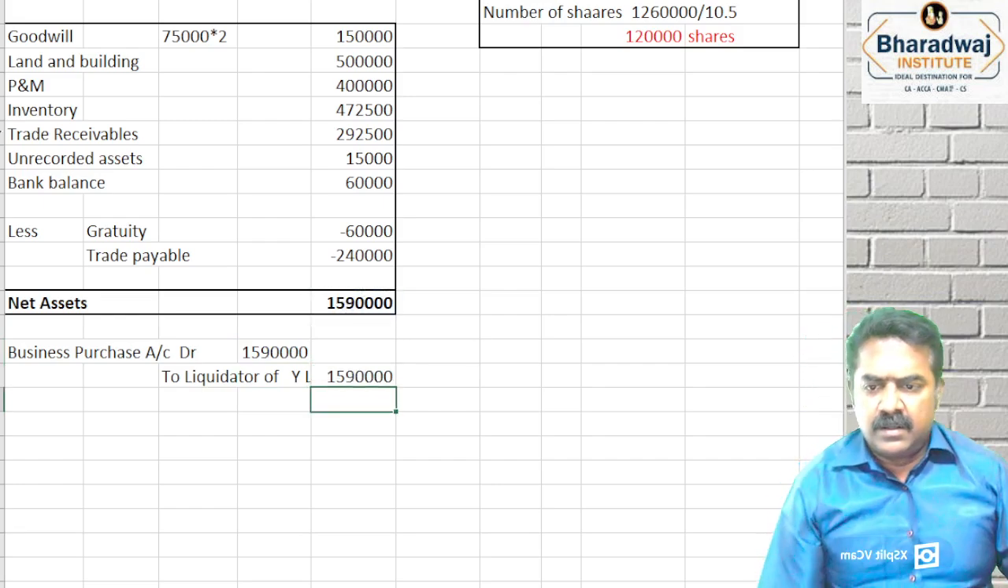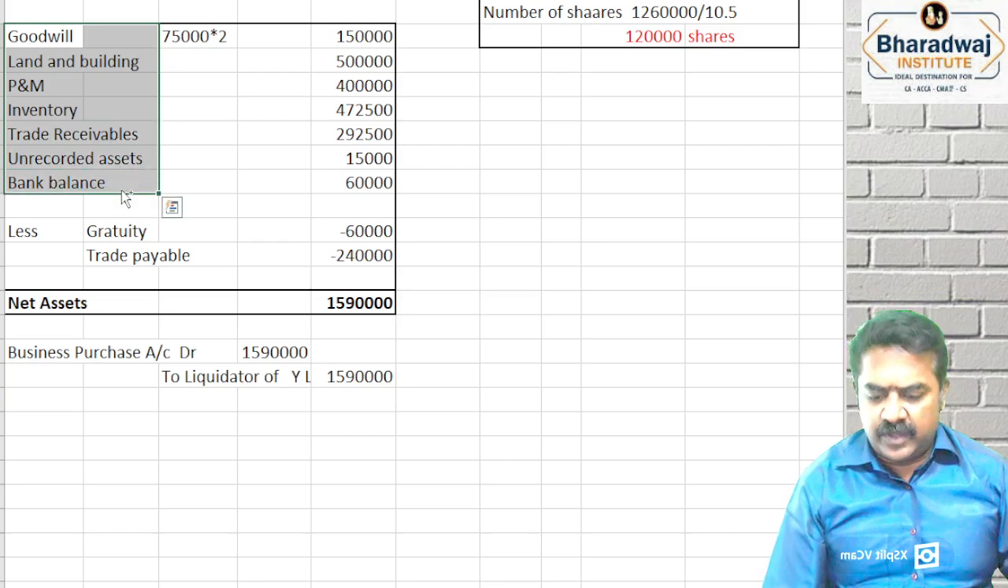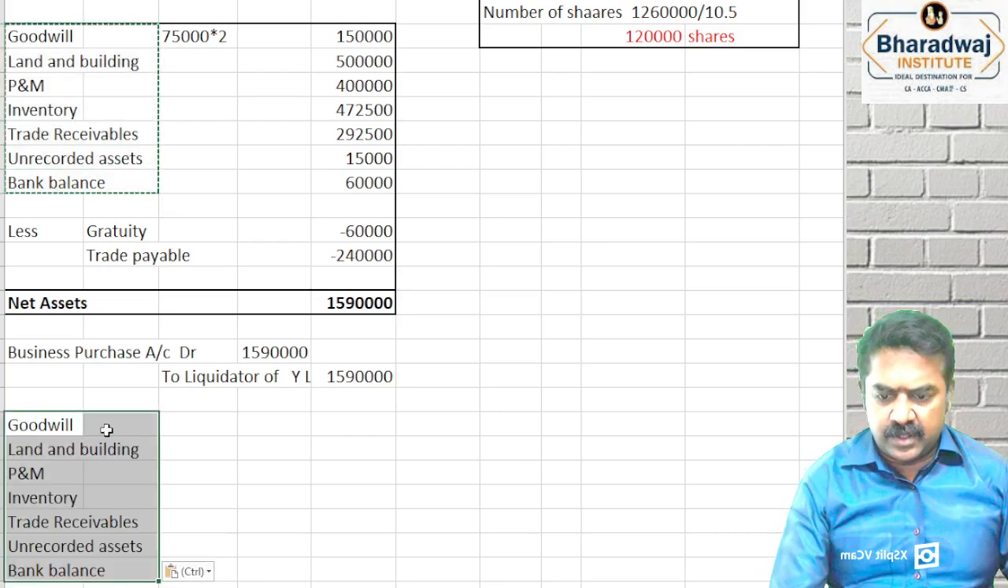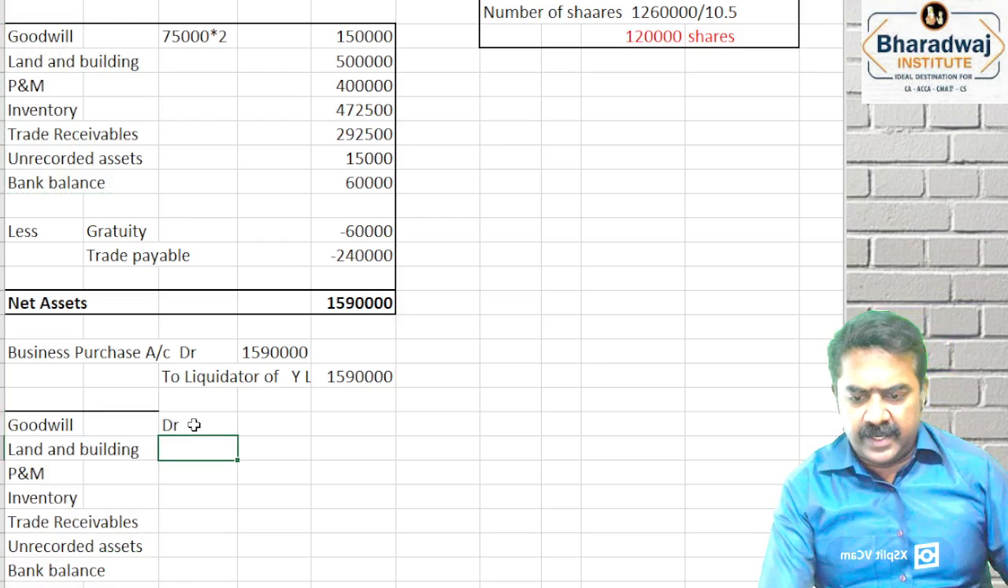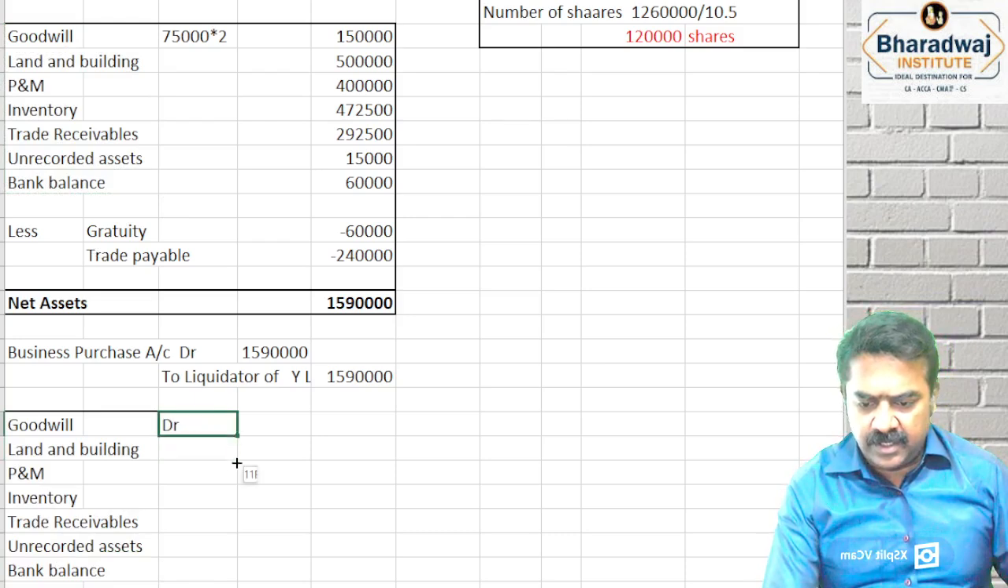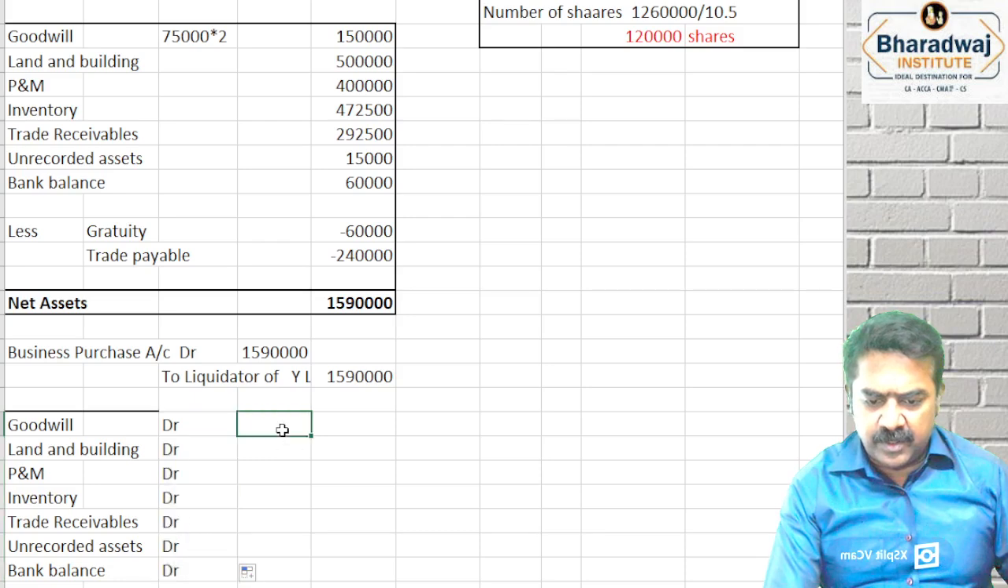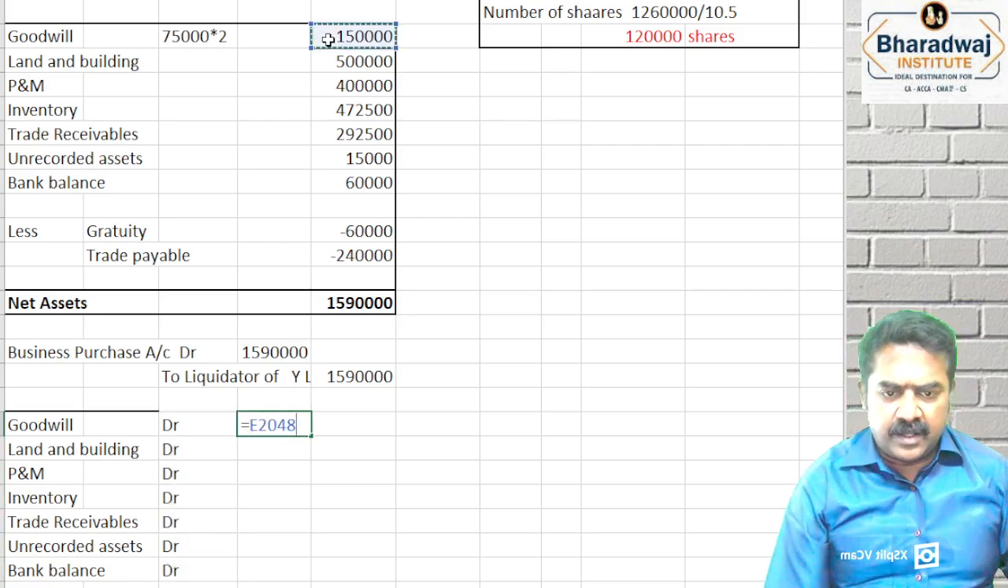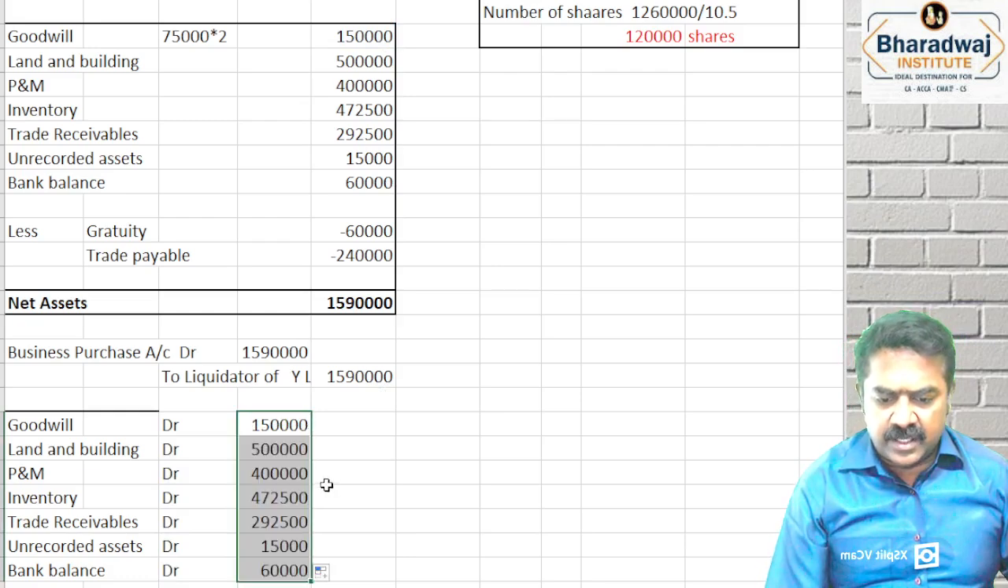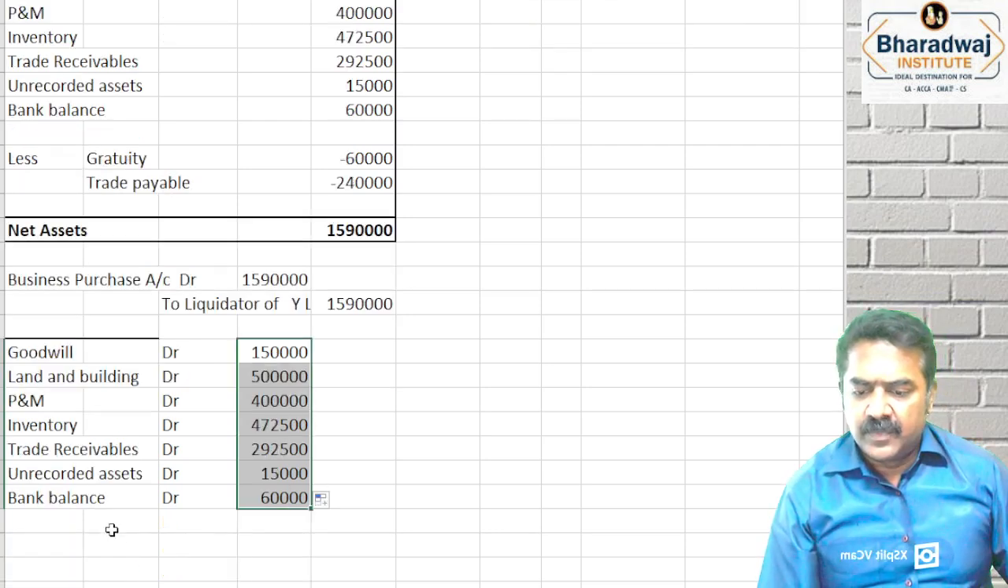Then debit all the assets at book value or revised value that is taken over: goodwill account, land and building, plant and machinery, bank balance. Everything you debit at revised value. Everything is taken over at revised value only.